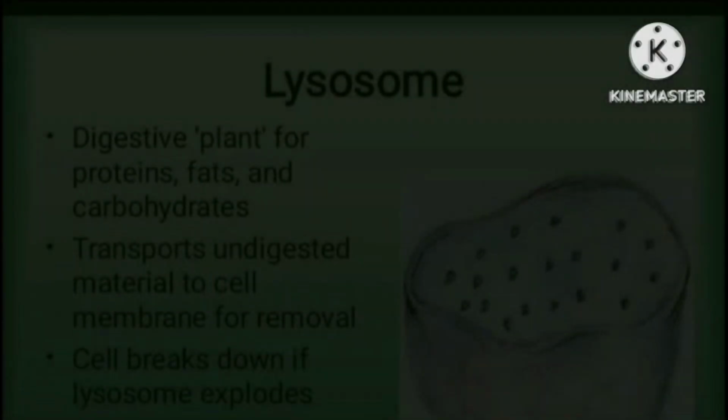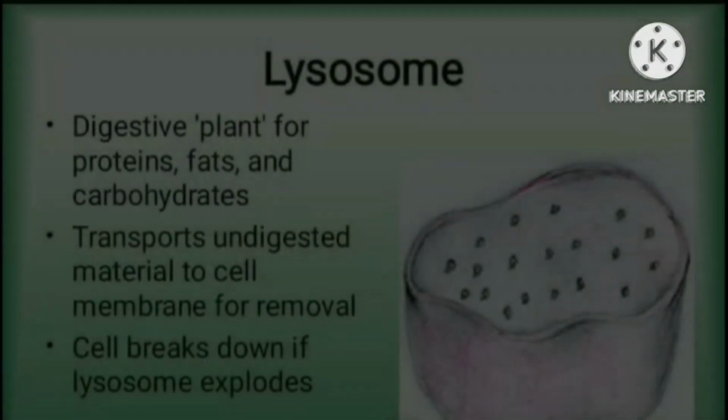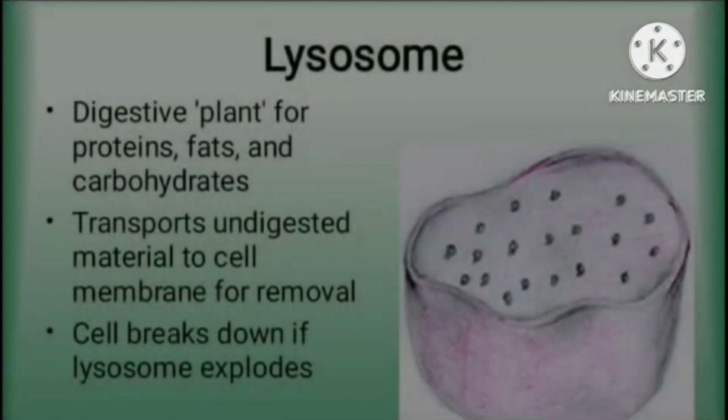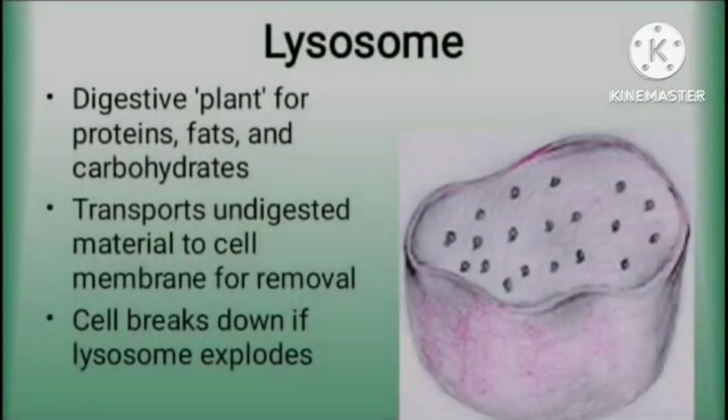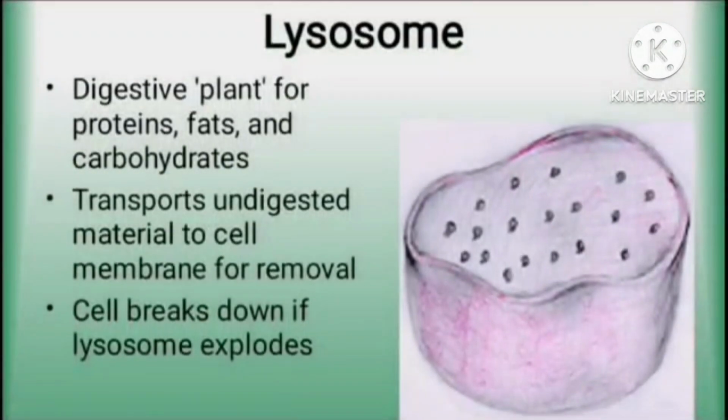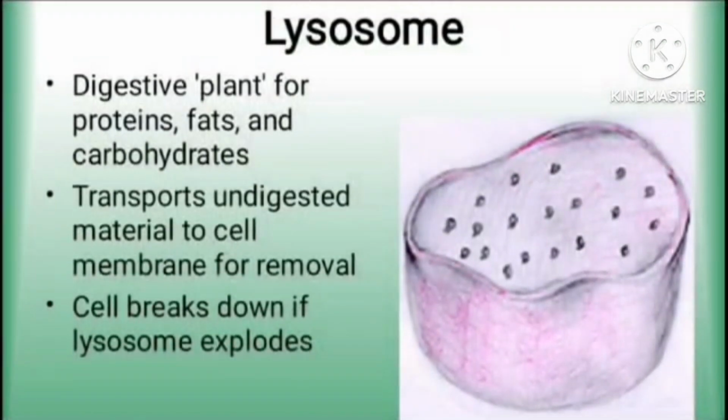Lysosomes are small, circular, single-membrane-bound organelles filled with digestive enzymes and help in digestion, remove waste products, digest dead and damaged cells, and transport the undigested material to the cell membrane for removal. The cell breaks down if the lysosome explodes.